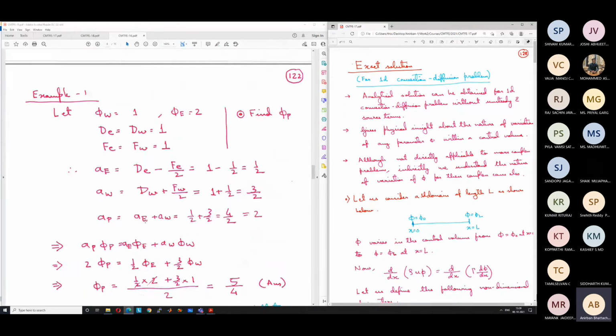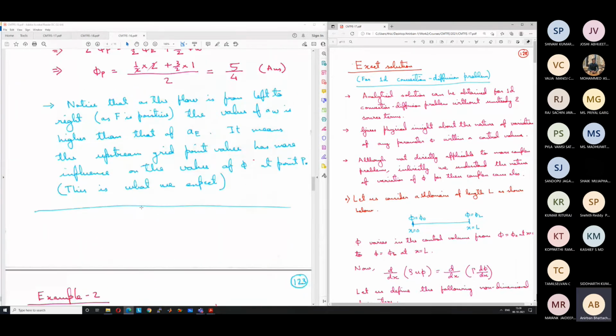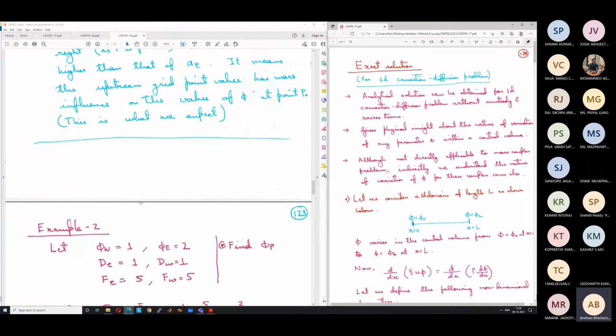But we found that there are some issues. What we found is that it works at very small velocities, meaning when the diffusivity is high, but when the velocity or flow rate becomes higher, the scheme fails.